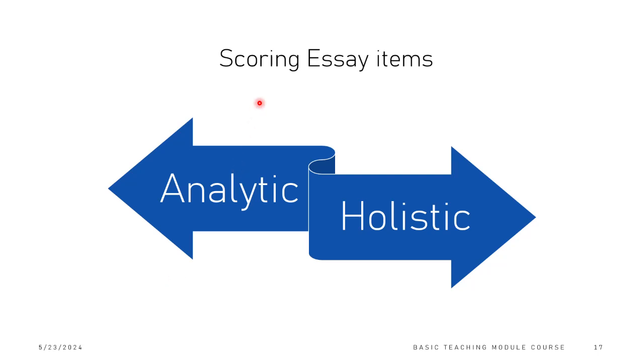Bismillah. Now that your question for essay items has been constructed, you have to construct the scoring scheme, or the marking scheme, for the essay item. Now there are two types of scoring. One is analytic and one is holistic. Now let's explore what they mean.